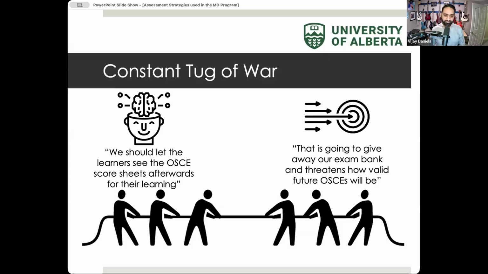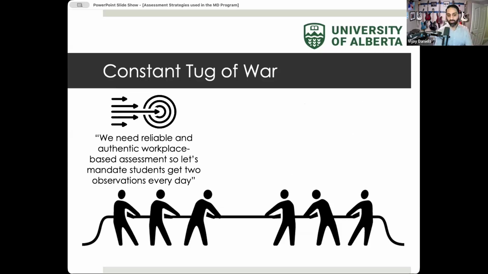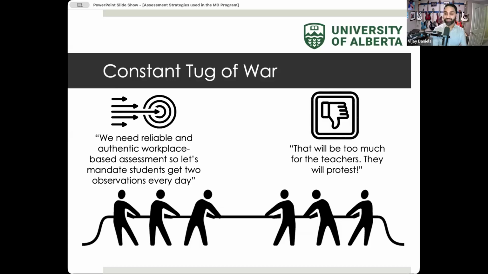We need reliable and authentic workplace-based assessments. So let's mandate a week that all the students get 2 observations from their preceptor every single day. I'm hoping lots of you in the crowd are like this: no, the teachers will protest. And again, this is where the balance is. Where do we strike the right balance as to how many workplace-based observations? This is not a validity question. This is a utility question.